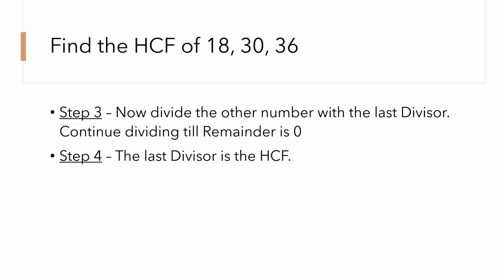We will now move on to step 3. Now we have got the last divisor. We will divide the other number with the last divisor. And we will continue dividing till the remainder is 0. The last divisor that we will get now is the HCF.